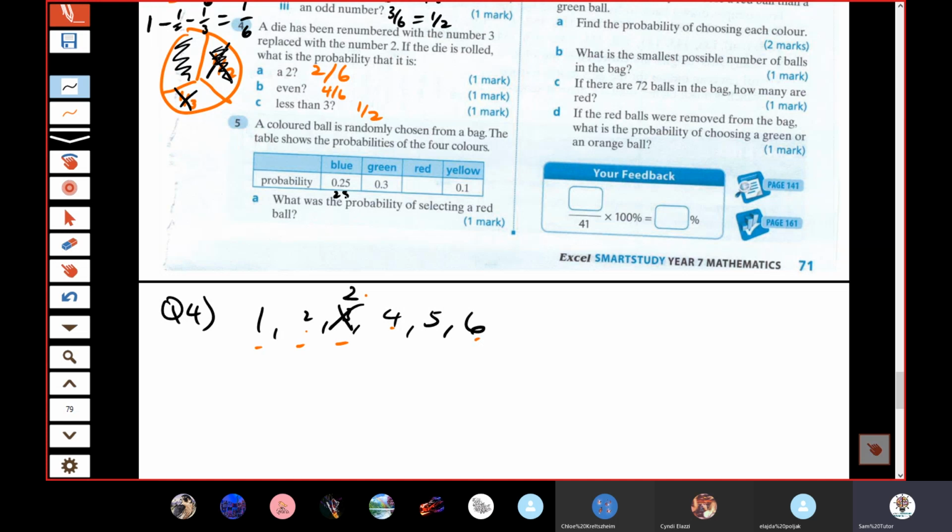If you're dealing with percentages, this would be 25%, 30%, 10%. You know, that's 55, 65. So then this would be 0.35 or 35%. So what is the probability of selecting a red ball? The probability is 0.35, or you could have said 35%, or you could have simplified it as a fraction, which is 7/20. See how many different answers there are? Doesn't really matter, they're all the same.